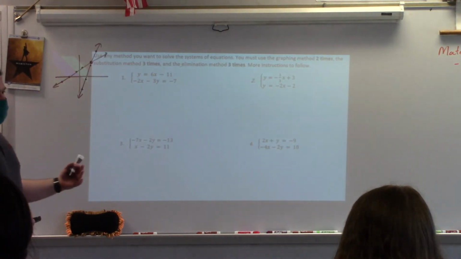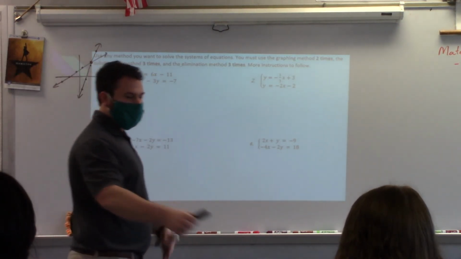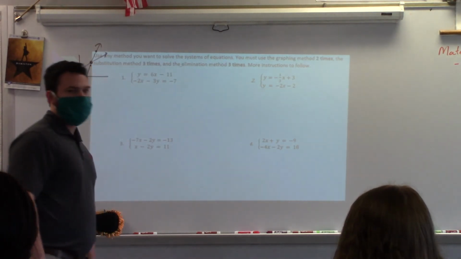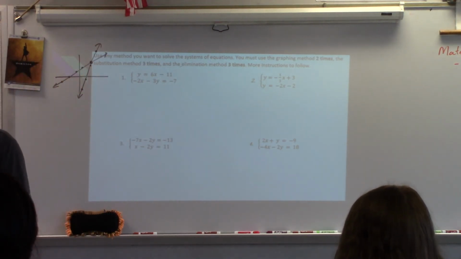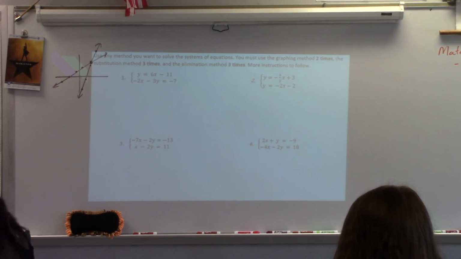So let's get back to this. Remember, how many systems of equations are there? 20. How many do you have to actually solve? Only 8. It's 2 by graphing, 3 by substitution, 3 by elimination. You as a group need to choose which ones you're going to do.